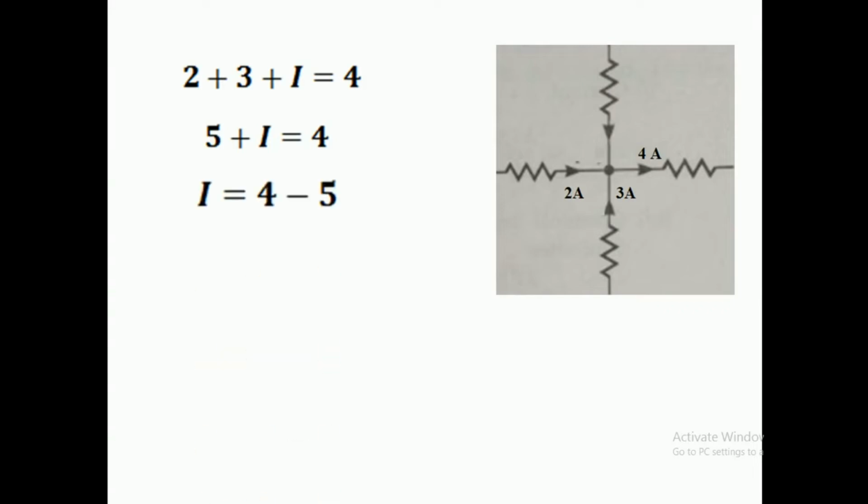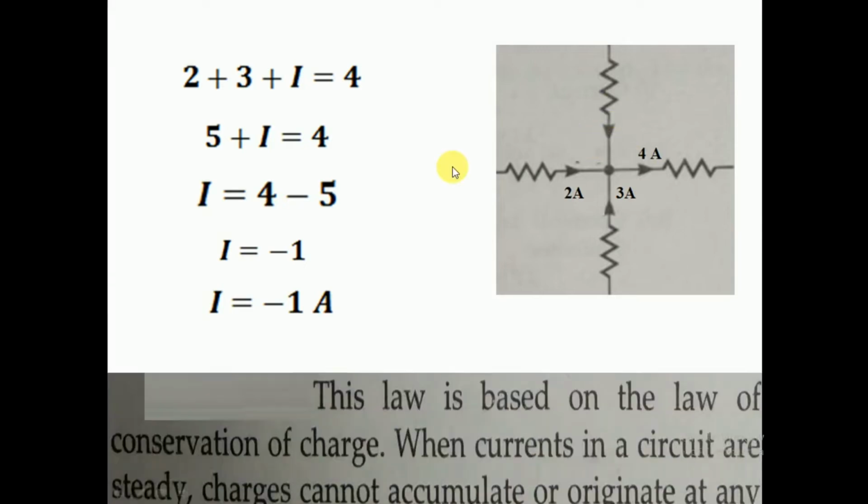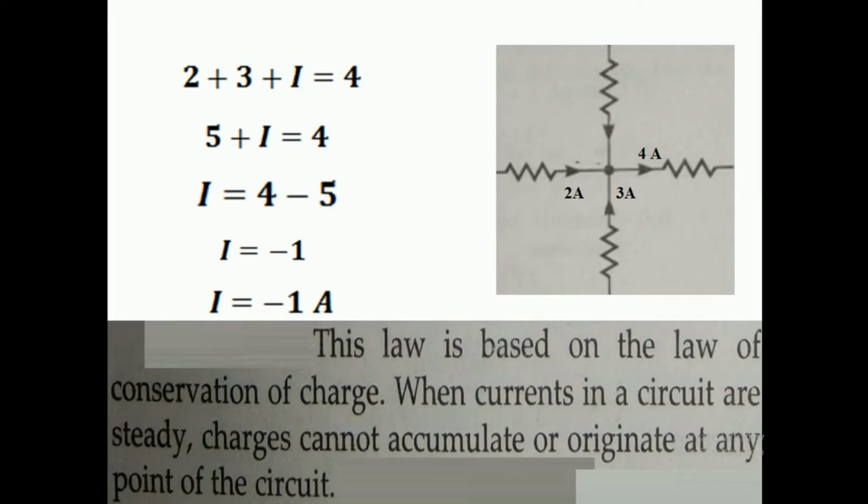If you solve this you'll get I to be negative. The negative sign indicates that the direction of current that I have taken was wrong, so it should be going away, because you can see 2 plus 3, 5 ampere is entering, so 5 ampere should go away, but I considered this current was also entering, so that's why I got negative. You can try with the current going away from the junction. This junction rule is based on the principle of conservation of charge. It says that whatever amount of charge is entering the junction, that amount of charge will leave the junction.